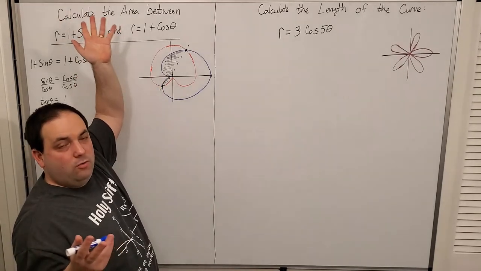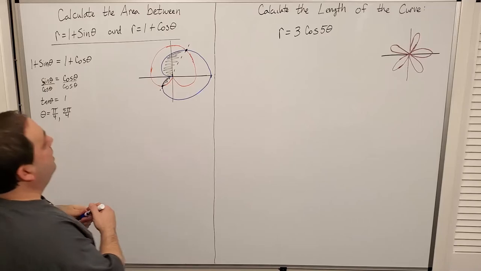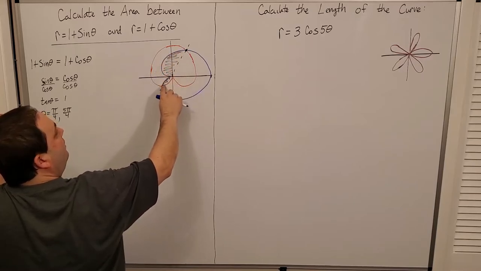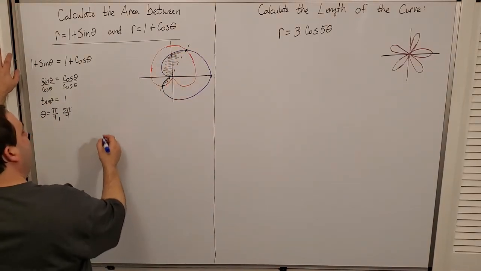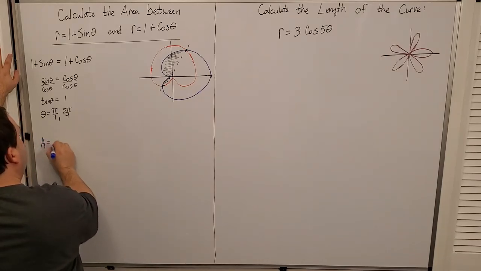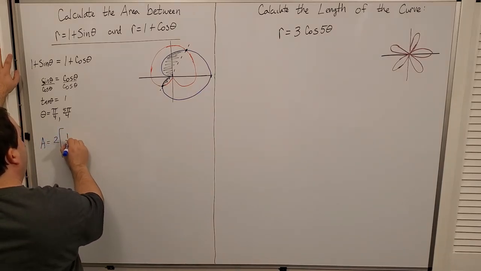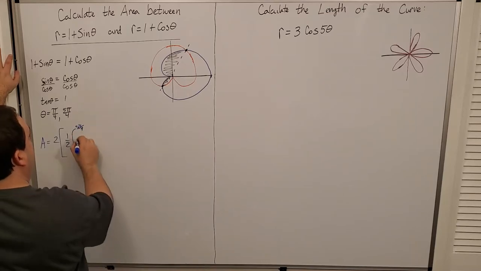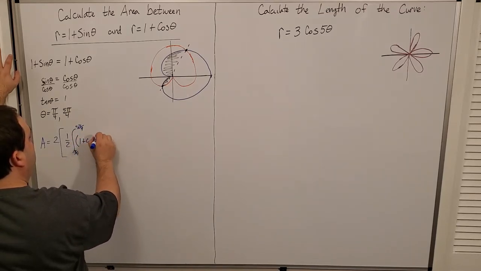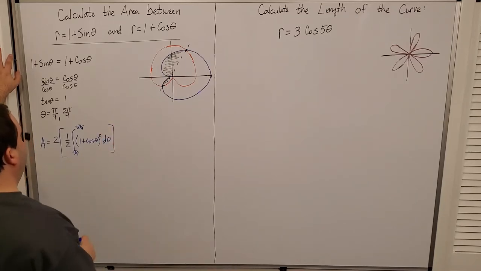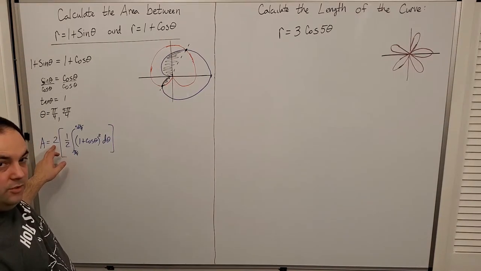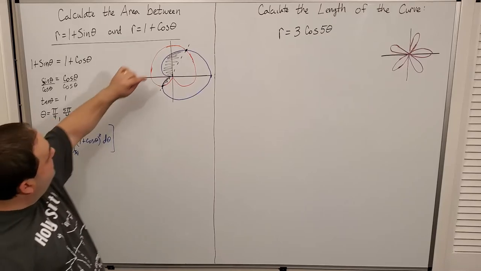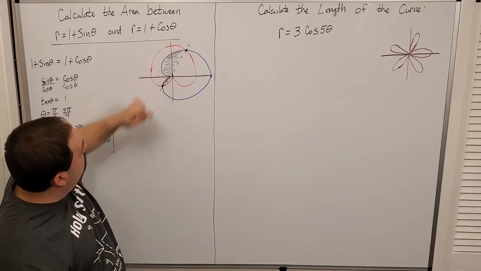And also in our integral, the r gets squared anyway. So I'm just going to integrate the blue curve here, just get this area, and then we're going to double it. So the area between the curves is going to be 2 times 1 half integral from pi over 4 to 5 pi over 4 of (1 plus cosine theta) squared d theta. I doubled it because I'm using symmetry, and then 1 half r squared d theta is all I'm doing, between the specific points where they intersect.